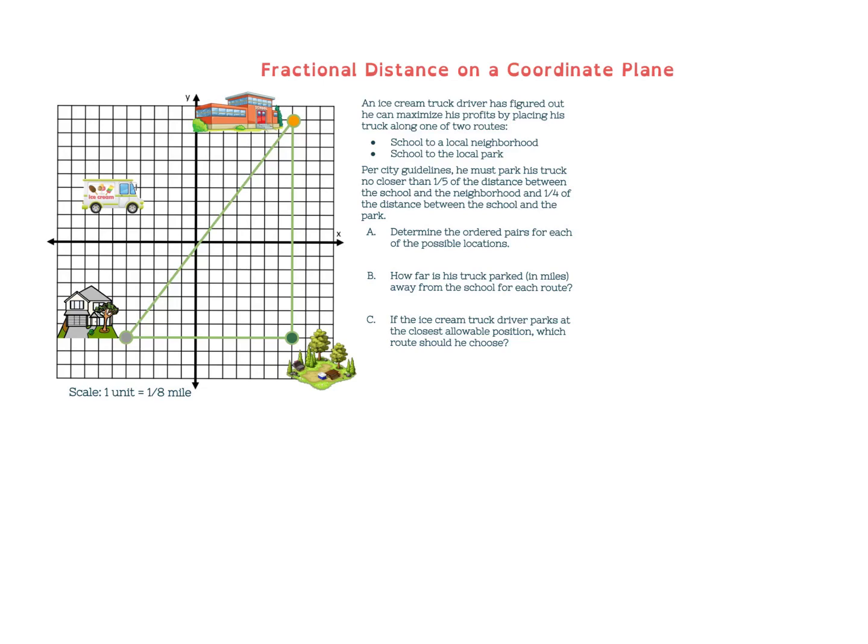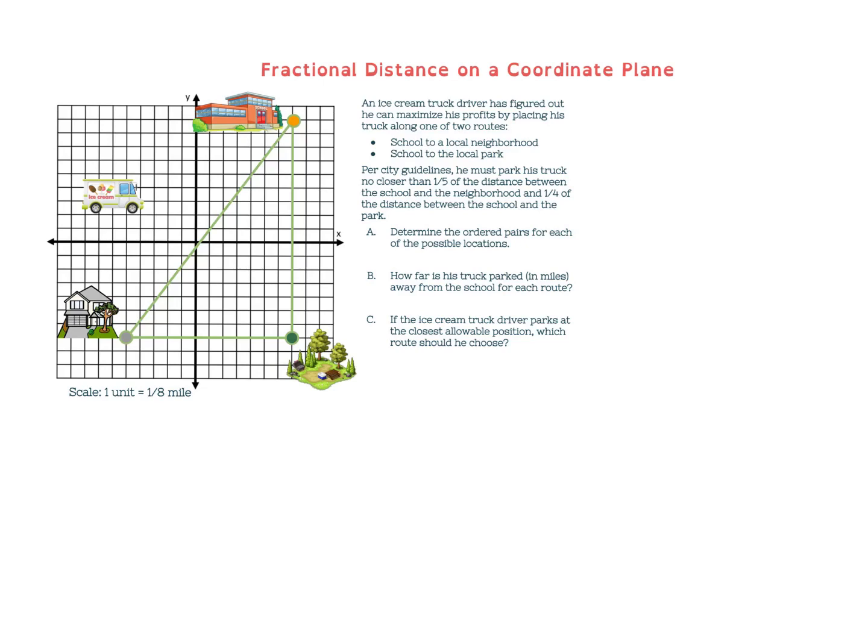He could go from the school to a local neighborhood, or the school to the local park. Per city guidelines, he must park his truck no closer than a fifth of the distance between the school and the neighborhood, and a fourth of the distance between the school and the park. Our first step is to determine the ordered pairs for each of the possible locations.